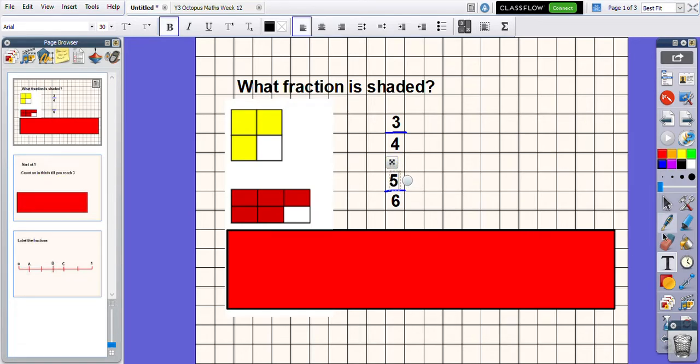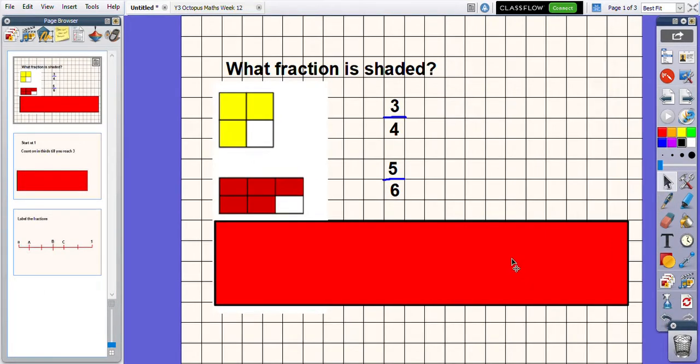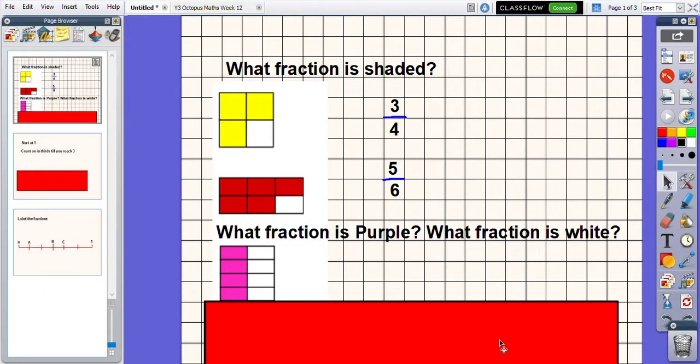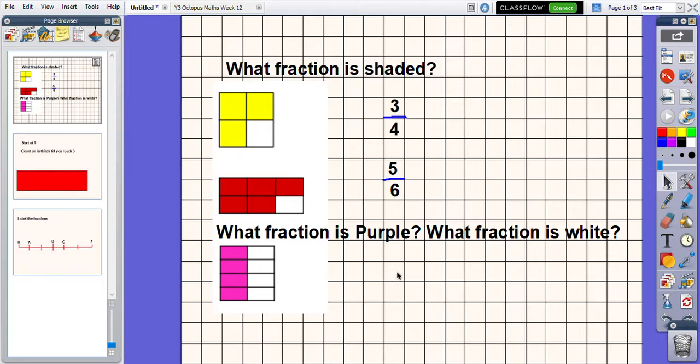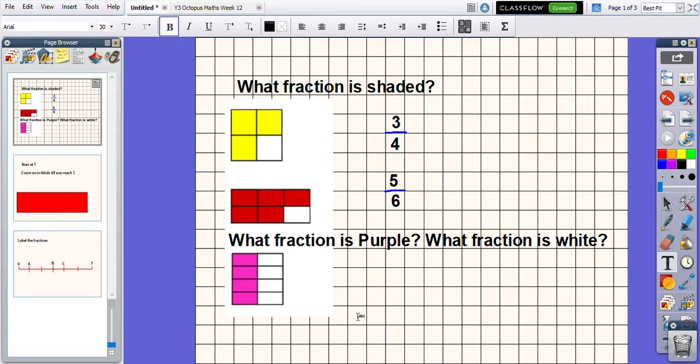Okay, now let's look at this one hiding underneath my box. Now this one's a bit different because it's asking you what fraction is purple and what fraction is white. So it's a two-part question. So we first need to figure out how many are purple, and then we need to figure out how many are white. So first of all, let's see how many there are altogether. We've got 1, 2, 3, 4, 5, 6, 7, 8. Okay, so both are going to be over 8.